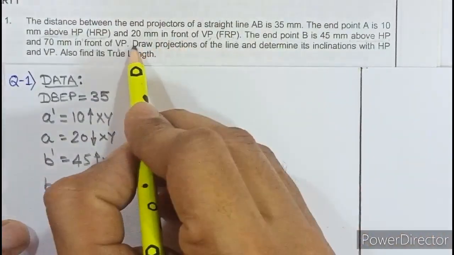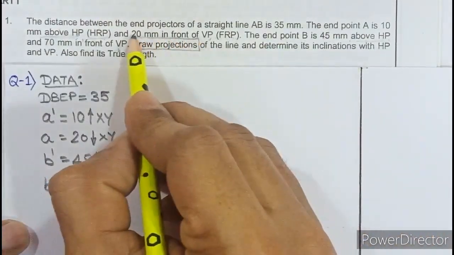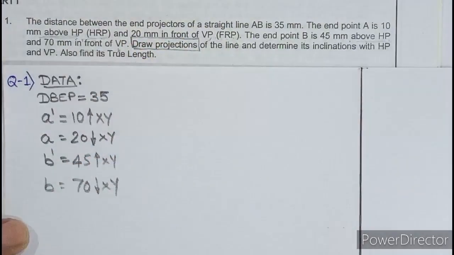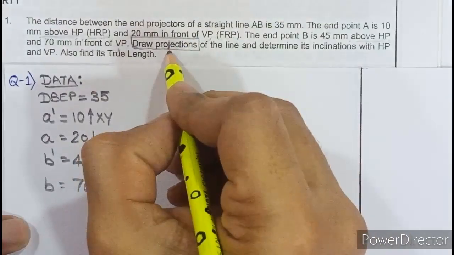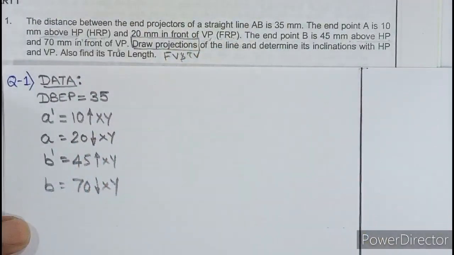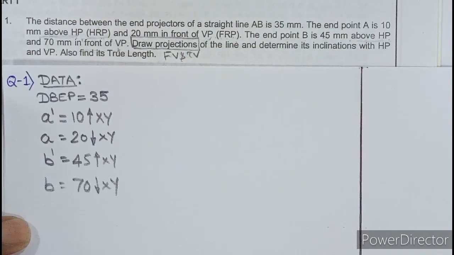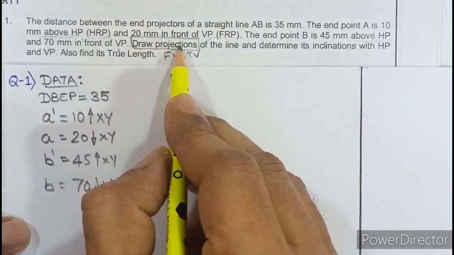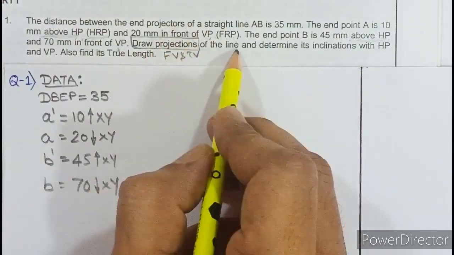Draw projections. What do you mean by draw projections? So all of you have to make a note. Draw projection means you have to draw front view and top view of the line. That is the meaning. So in orthographic, when we used to see an object, we used to project and draw in our paper. So we used to draw what? Front view, top view and side view. Similarly, draw projection means you should draw front view and top view of the line.